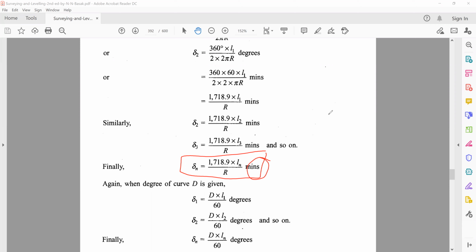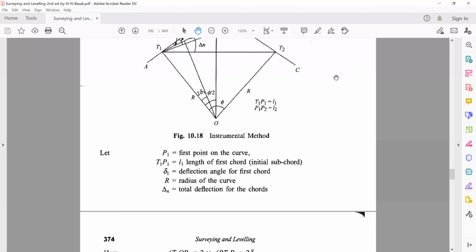And if you see this equation, 1718.9 is constant. R is a radius, which is again going to remain constant for different deflection angles. And the only thing that is changing is ln. Now, if you are using the same chord length for all the points, then that value would remain constant. So the deflection angle would essentially remain constant. And how does this work?